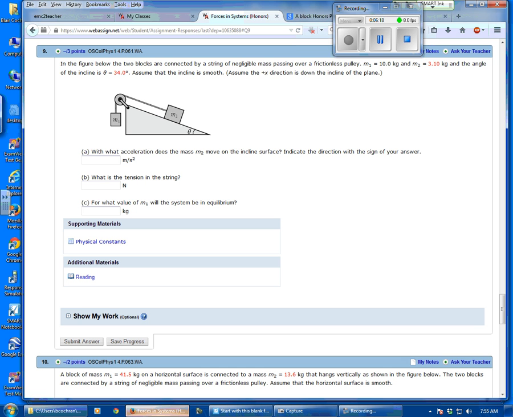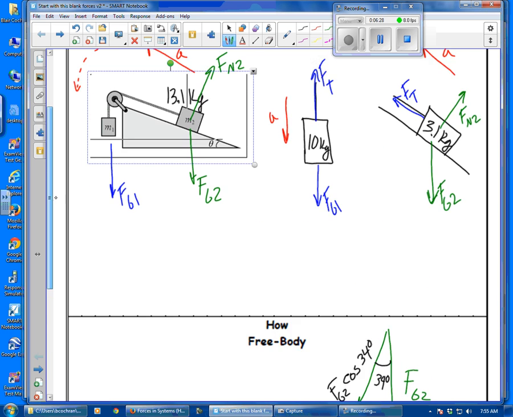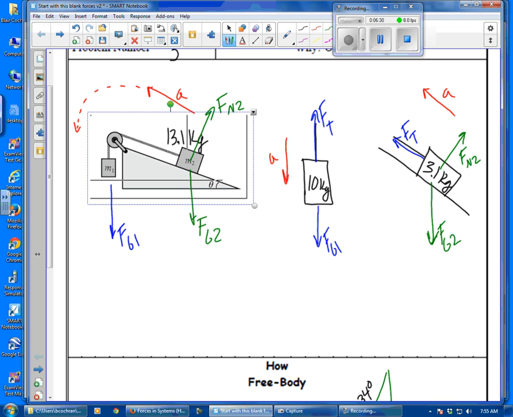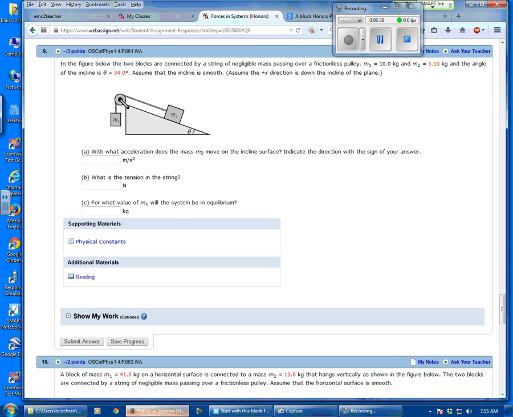And they assume the x positive direction is down the inclined plane. So they've actually asked me to make the direction that I picked my acceleration in to be negative. All right? But I think they're just asking for magnitudes, aren't they? So we'll take their direction of down the plane as positive because they want the sign in the acceleration. So we'll go with their standard.